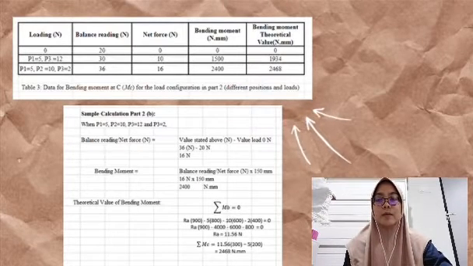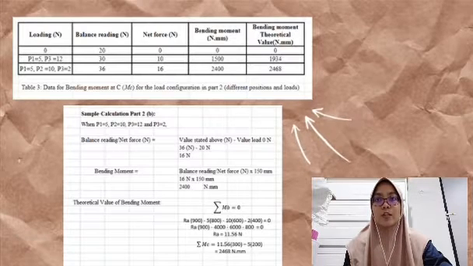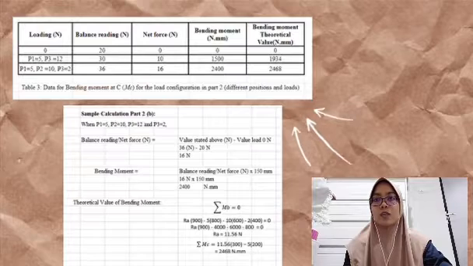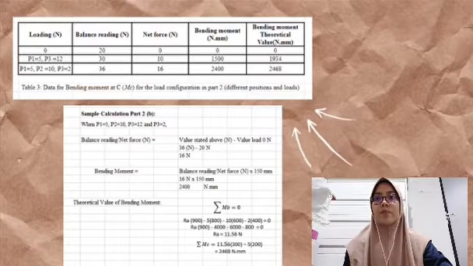We have to calculate the balance reading, net force, bending moment, and bending moment for the theoretical value. For the sample calculation for part 2b, we want to find the last one, which is when P1 equals 5, P2 equals 10, and P3 equals 12, also for P3 equal to 2.